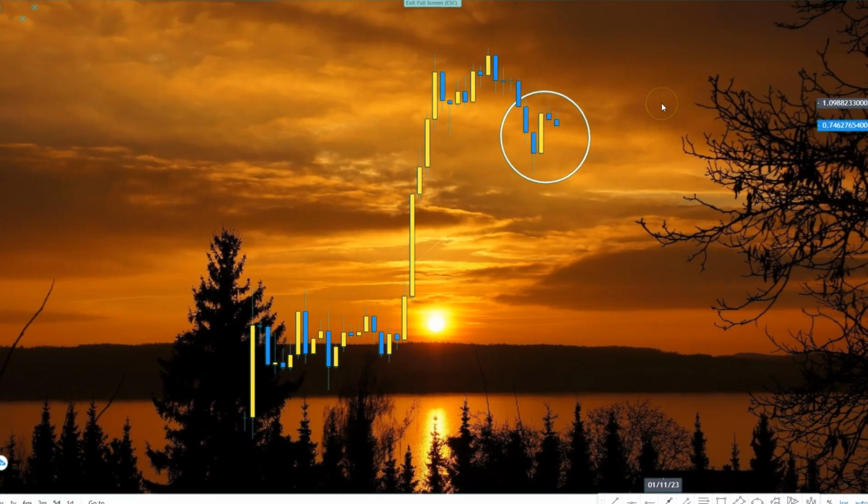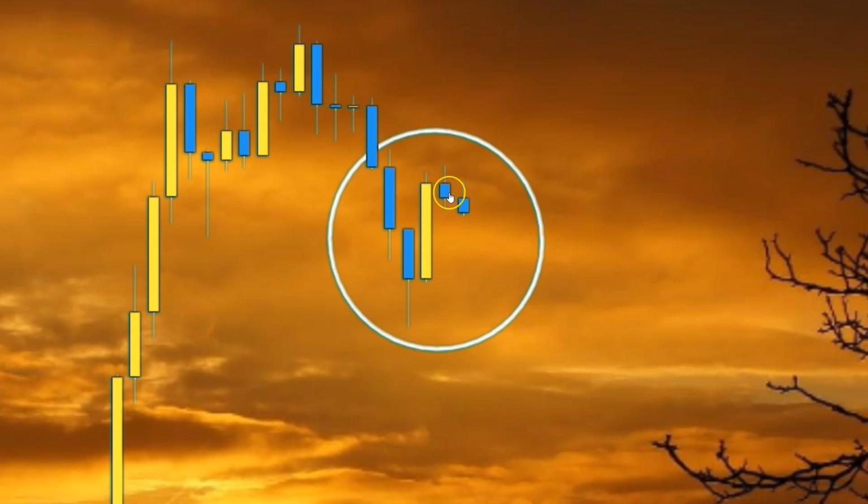So this is looking pretty good, and we are now having two small red candles, blue. This is not looking bad at all. It looks like on the monthly chart we are forming that bull flag.